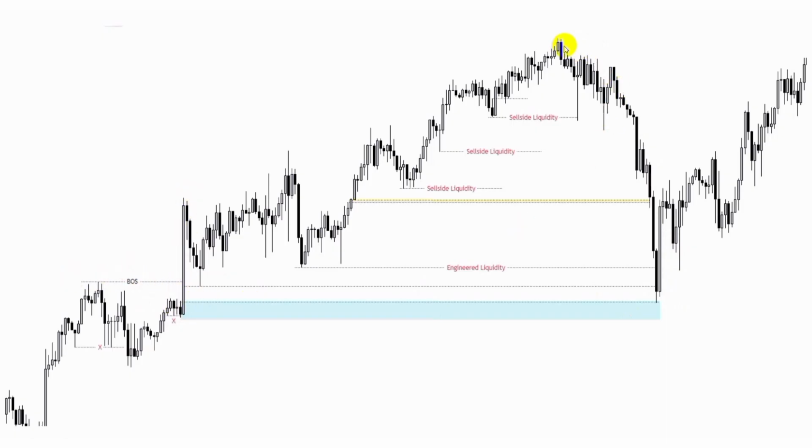That is why you can see price return to retest, and then we have the push of price to the upside. So this is how you want to identify your order blocks.